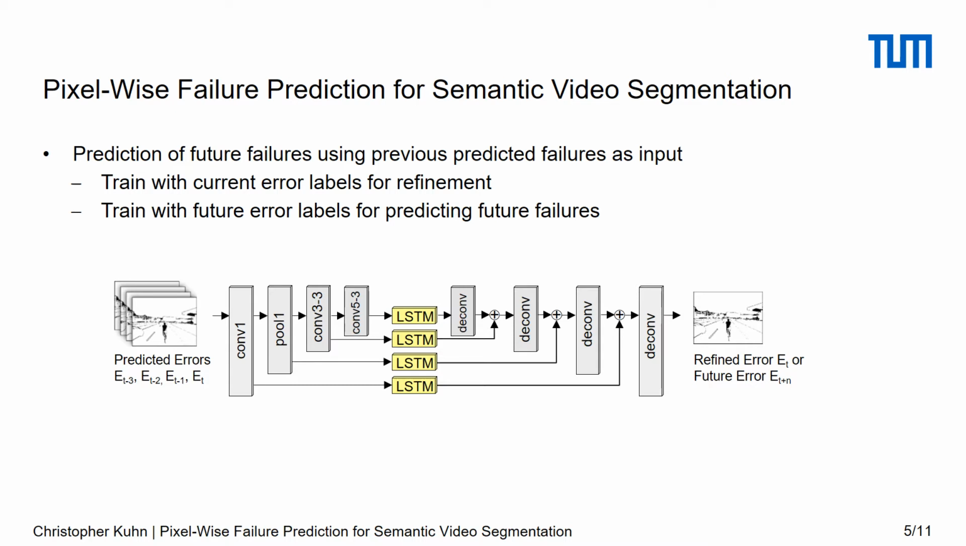The other option is to train with future ground truth error labels. This way, the model learns to extrapolate into the future and predicts where our pixel-wise failures will be in the future frames.